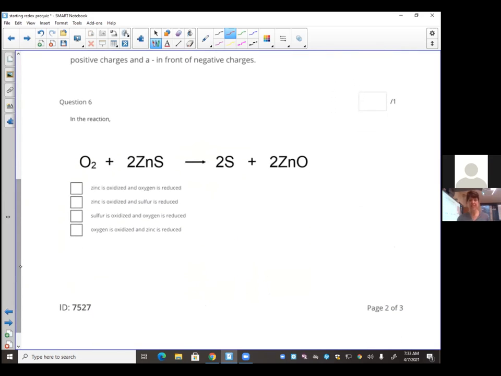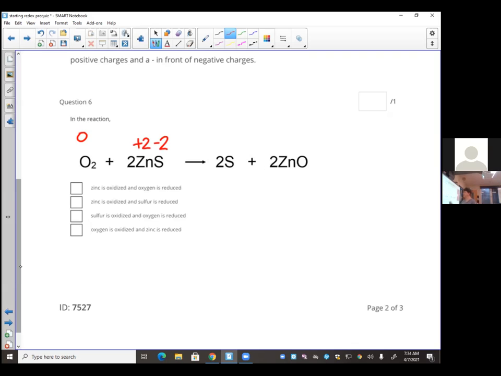Next one. These next ones are all oxidation and reduction reactions. For question 6, what I have to do first, I look at this reaction, and the very first step is putting the oxidation state on top of each one. Oxygen is alone here, so I put a 0. Zn with S, I can look it up. Zn is always a +2, and S is negative, a -2. Now, if I hadn't looked that up, I maybe would have put 1 and 1. That's why I've got to have my periodic table here the whole time I'm taking the quiz. S is alone, so that's 0. Zn, we said, is always a +2, and O is a -2.